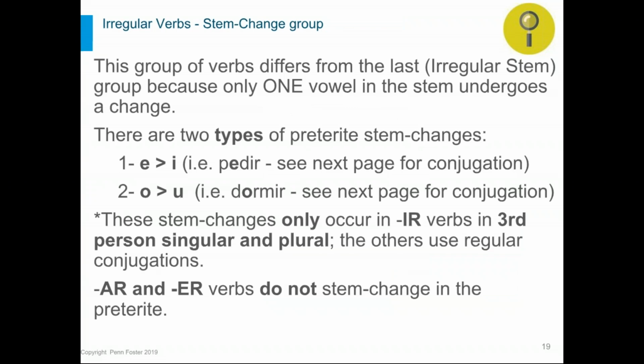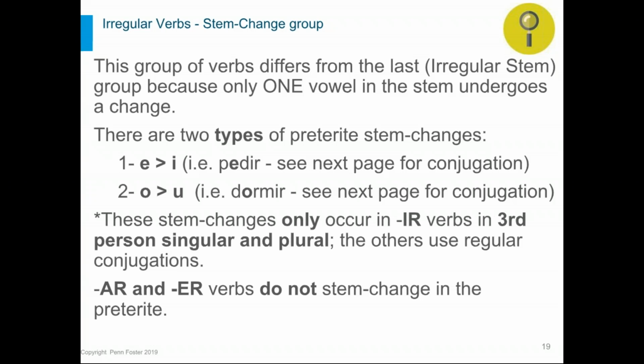Okay, as we move forward, we're going to move into the next group. Don't confuse the title of this group with the title of the group we just previously discussed. All right, now we're going to refer to stem-changing verbs. Okay, not irregular stems. There is a difference. These verbs have a vowel in their stem that undergoes a spelling change. Just a vowel, not a couple of letters like you saw in the previous group.